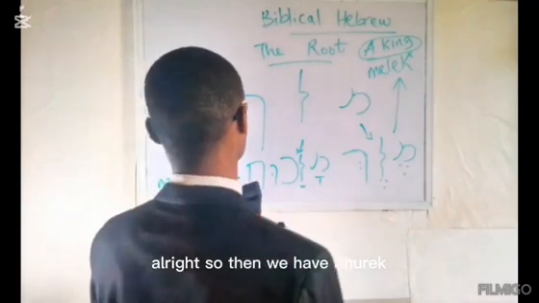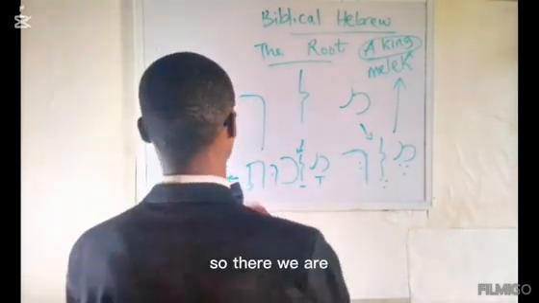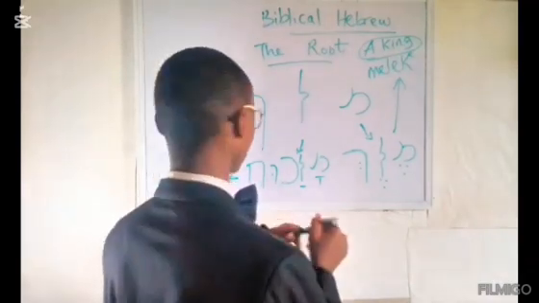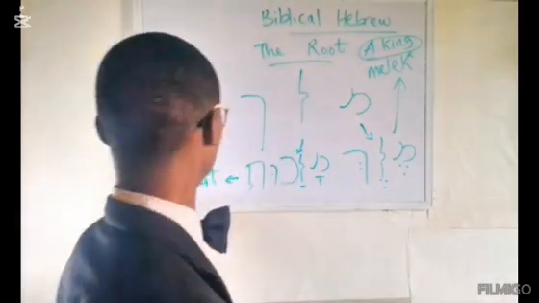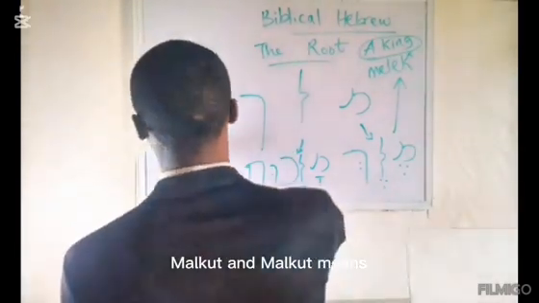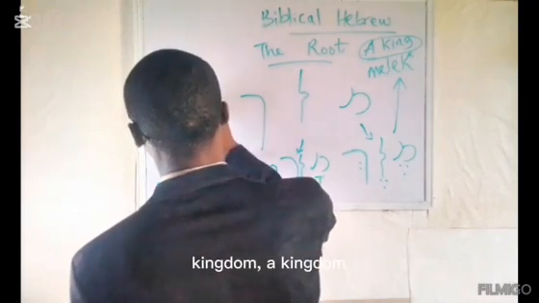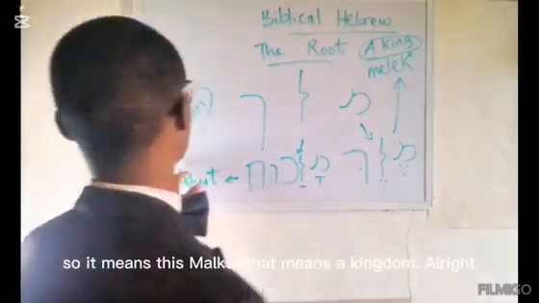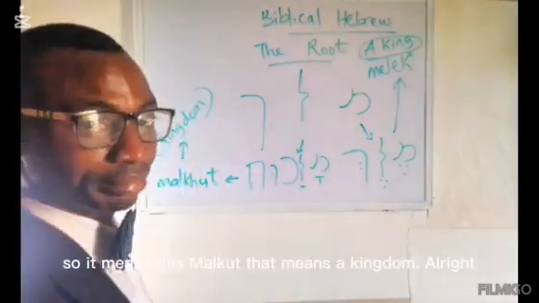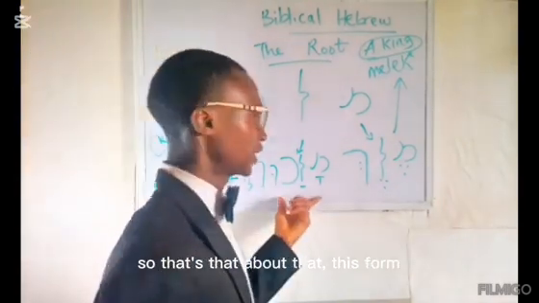Alright, so then we have shurek, then we have top, so that's makut, and makut means kingdom, a kingdom. So this makut means a kingdom. Alright, so that's that about this form.